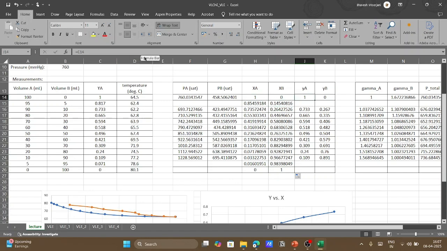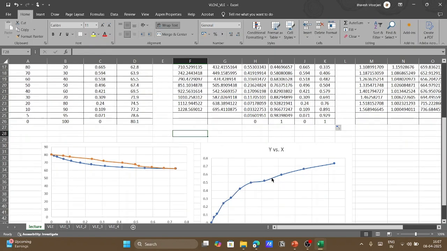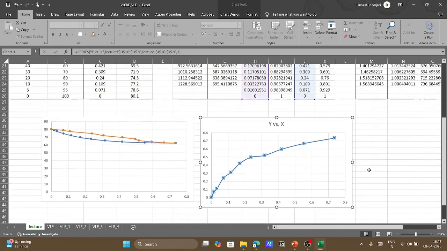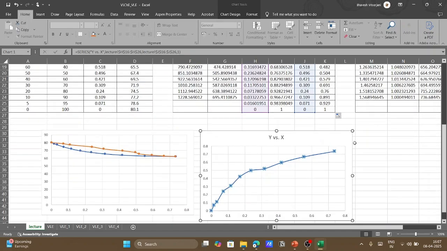Your YA is taken from the experimental value. So this is your YA, and YB will be 1 minus YA. So now you know this data. You have this VLE data at the corresponding temperature value. So we can plot the YX data. Here you can see this is how your YX curve will look, where I have plotted YA versus XA.